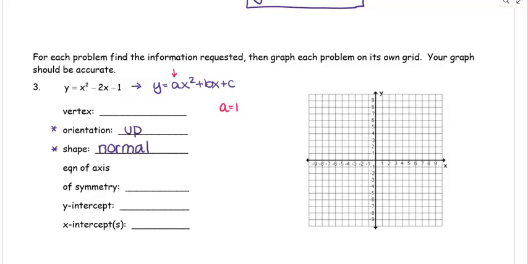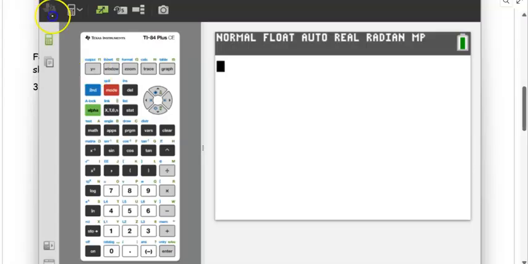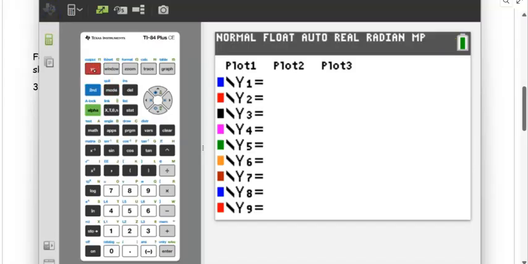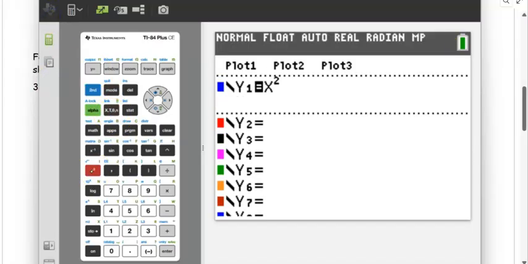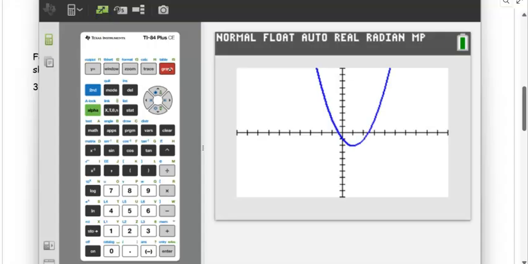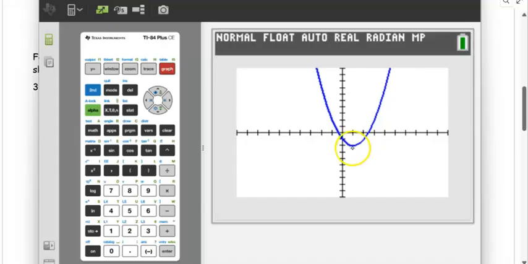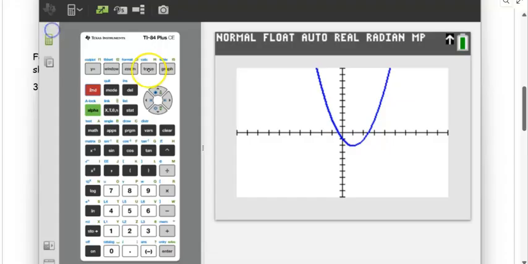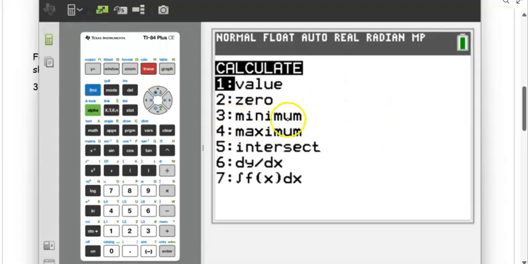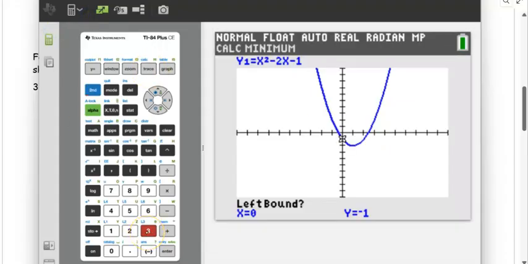All right, from here what I'd like us to do is take this equation and plug it into y1. Let's pull out our calculators, and into y1 I would like the equation x squared minus 2x minus 1. And I want to go ahead and graph that. Now I can figure out what the vertex is going to be, what that lowest point is going to be, by doing second trace and looking for my minimum value, which is number 3.